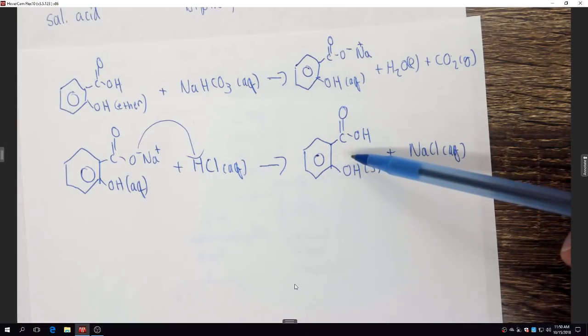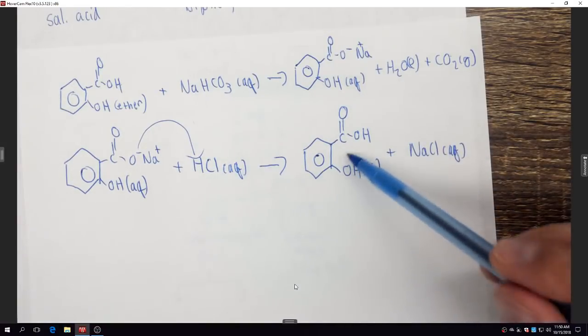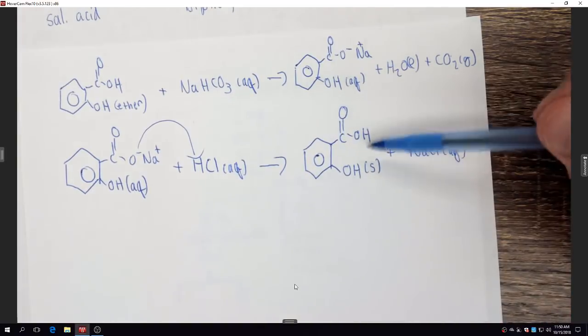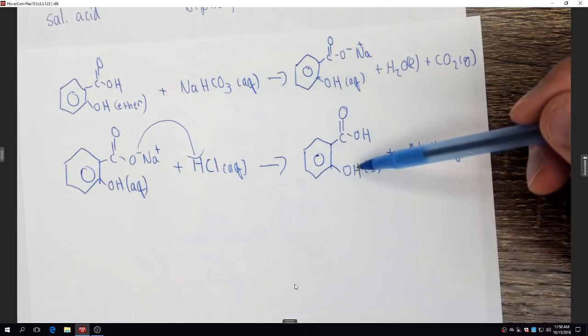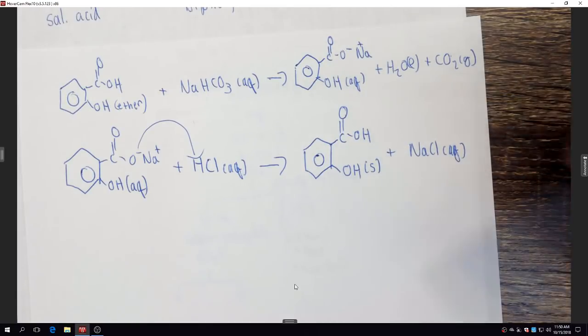Because this molecule is relatively what? Nonpolar. Okay, this molecule is relatively nonpolar. Remember, it has 7 carbons and 3 oxygens. I get how you see it's polar, but relatively speaking, this molecule is nonpolar, so therefore it won't dissolve in water. So what happens? It precipitates out as a solid.